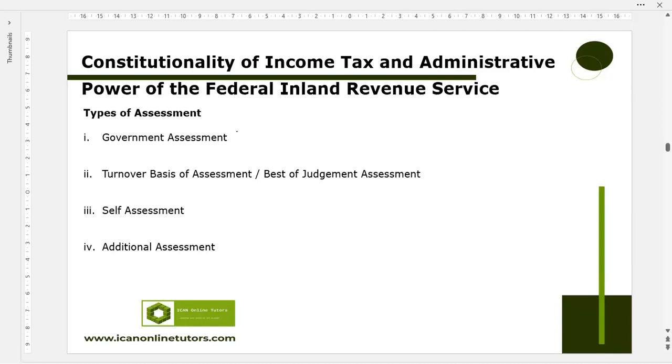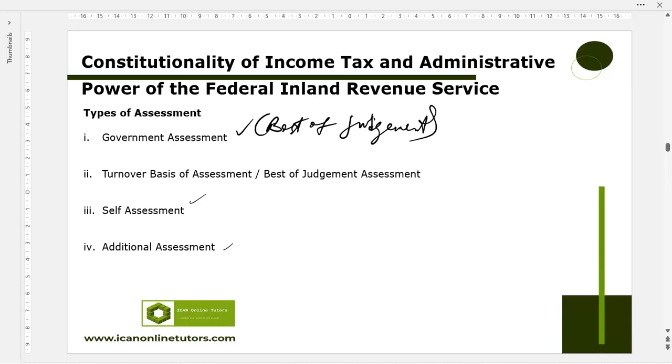So we have government assessments, turnover assessment, self-assessment, additional assessment. Government assessment is an assessment raised by the tax authority on a taxpayer, either on account submitted or at the discretion of the tax authority. At times, you can call it best of judgment.